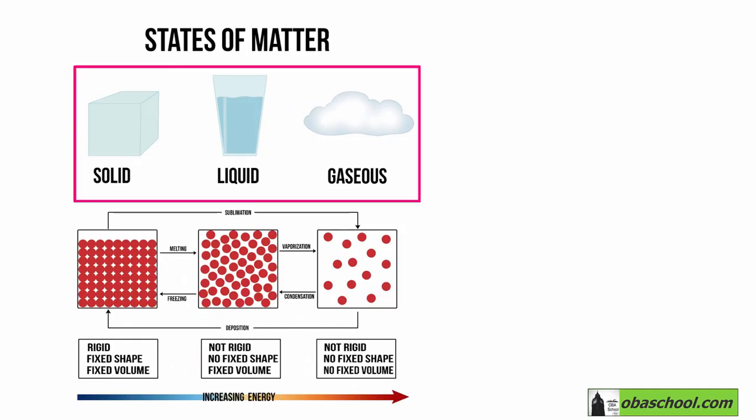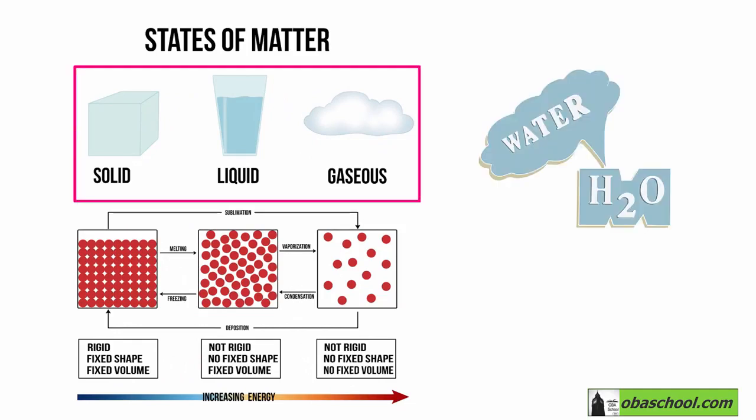Here we have an example which is H2O. Water, like any other substance, can exist in one of the three states of matter. So it can be ice, which is the solid state of water, or it will be water in the liquid state, or it can be vapor in the gaseous state.